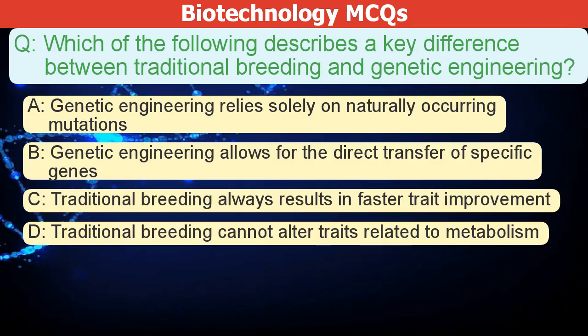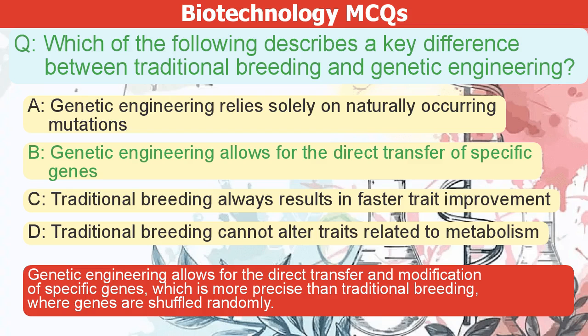Which of the following describes a key difference between traditional breeding and genetic engineering? A. Genetic engineering relies solely on naturally occurring mutations. B. Genetic engineering allows for the direct transfer of specific genes. C. Traditional breeding always results in faster trait improvement. D. Traditional breeding cannot alter traits related to metabolism. The correct answer is B. Genetic engineering allows for the direct transfer and modification of specific genes, which is more precise than traditional breeding, where genes are shuffled randomly.